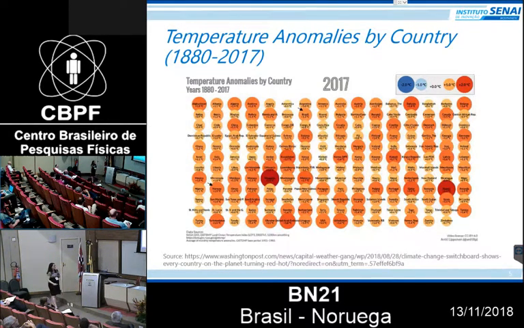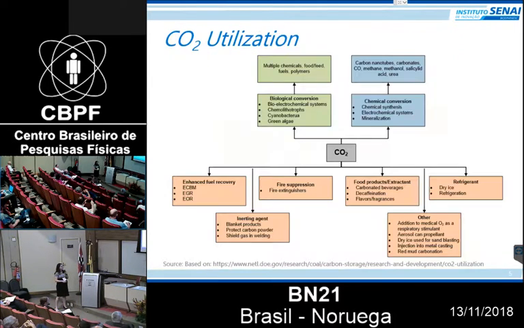So we have to do something, and there is an urgent need to reduce emissions of greenhouse gases, specifically CO2. How can we reduce these emissions? We can do capture and storage. There's a technique that's already being used. But the problem of large-scale deployment is the economics. So we can also do something to use it. There's already some things being done with CO2.